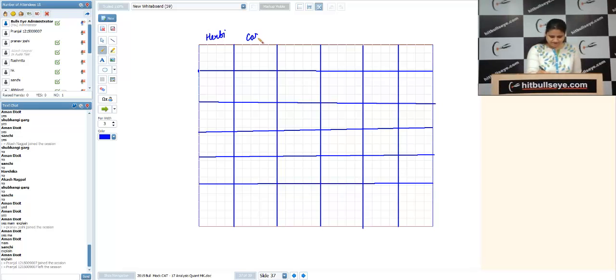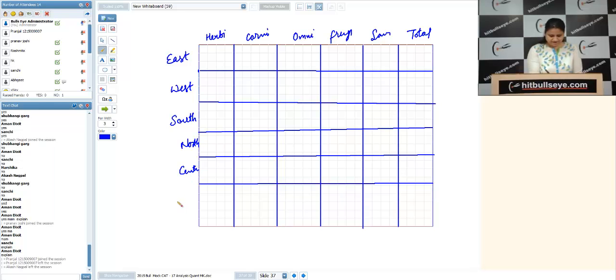Their names are herbivorous, then we have carnivorous, then we have omnivorous, frugivorous and sanguinivorous. And I'm putting a total here. There are 5 wings. The names are east, and then west, then south, then we have north, then we have central. I'm putting a total here.